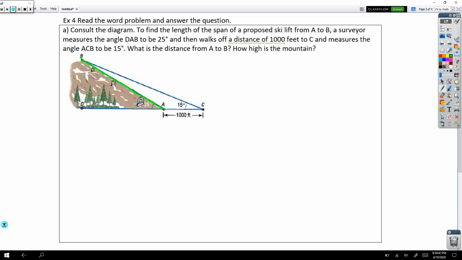Okay. The surveyor measures the angle DAB to be 25 degrees. So DAB is right here, and that is 25 degrees. Then he walks off a distance of 1,000 feet to C and measures the angle ACB to be 15 degrees. What is the distance from A to B, and how high is the mountain? So this is a 2-part question. This will be A, this will be B. Alright?